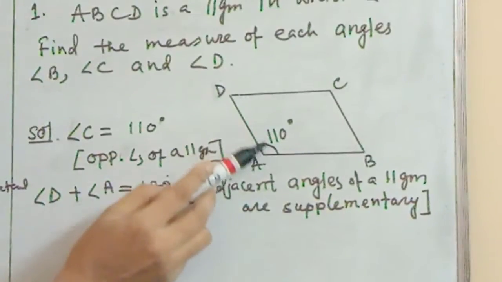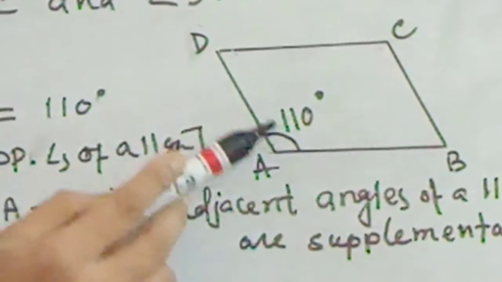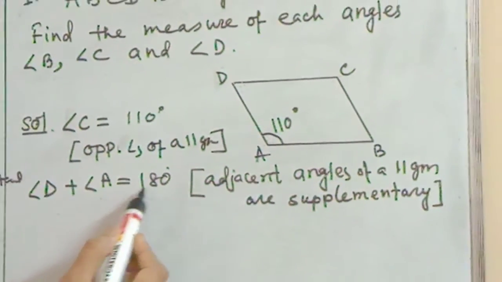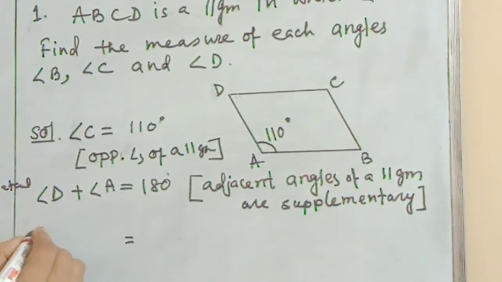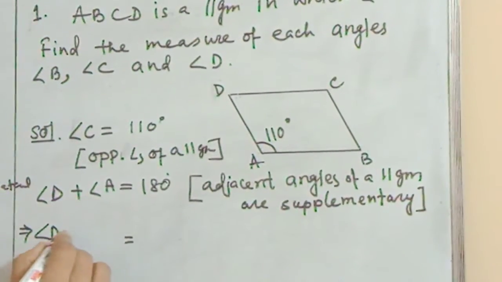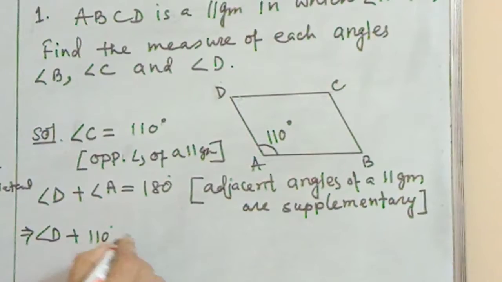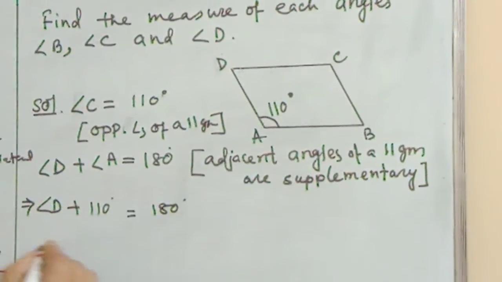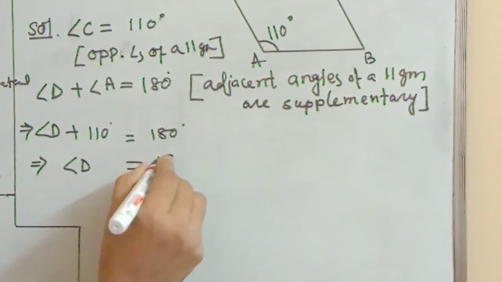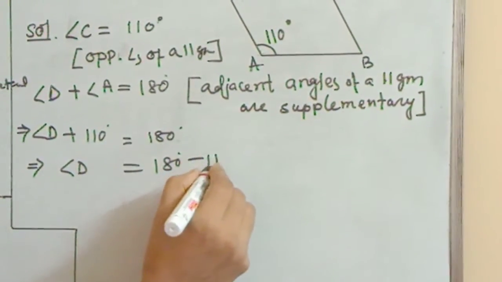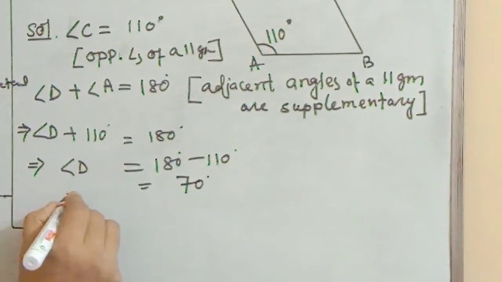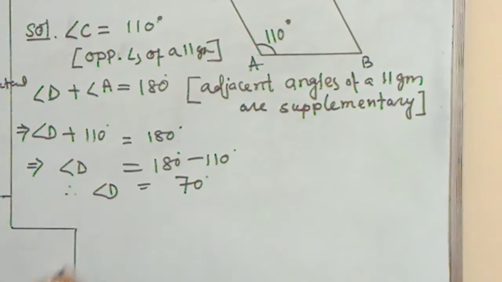Now angle D and angle A. What do you think? These are adjacent angles, and you know that adjacent angles are supplementary. So angle D plus angle A is equal to 180 degree, and the measurement of angle D you don't know, but you know the measurement of angle A, so angle D plus 110 degree is equal to 180 degree. Therefore angle D is equal to 180 degree minus 110 degree is equal to 70 degree.